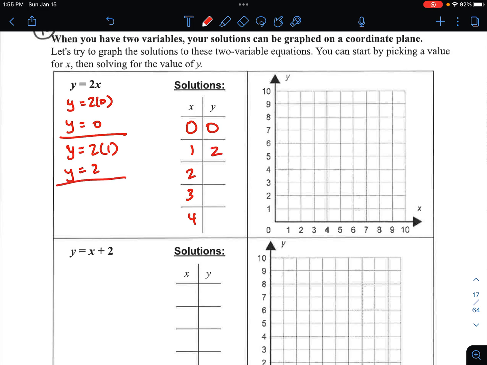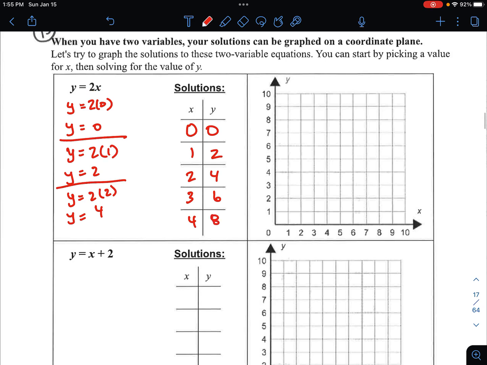See what happens when x is 2. y equals 2, and replace x with 2. 2 times 2 is 4, so y would equal 4. And you could probably see the pattern. When x is 3, y would be 2 times 3, which is 6. When x is 4, y would be 2 times 4, which is 8.